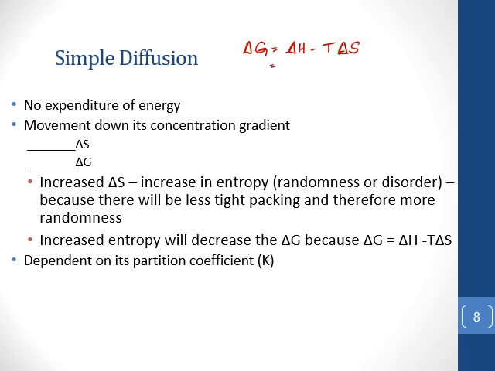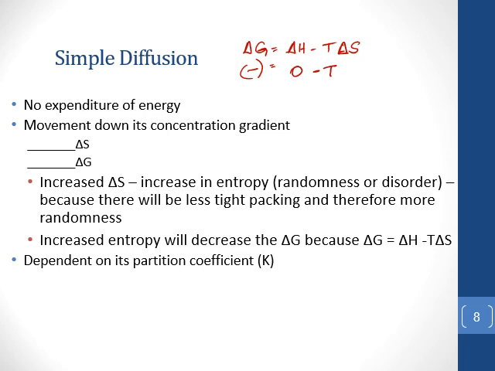Now we said there's no expenditure of energy. Things are moving down their concentration gradient. So what does that tell us automatically? It tells us automatically that delta G is going to be negative, okay? Because we said a couple of slides ago that spontaneous movement occurs because delta G is negative. Now, how do you get a negative out of this? Well, are we changing bond energies? No. So delta H is 0. We're not going to worry about temperature here. All we're going to worry about in this case is our sign.